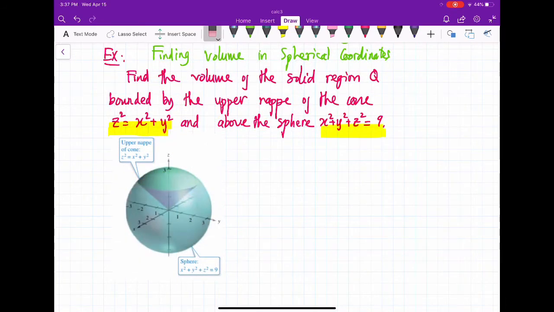Now let's consider some problem with spherical coordinates. We have some cone x squared plus y squared equal to z squared, and a sphere centered at the origin with radius equal to 3. And it asks us to find the volume of the solid region Q bounded by the upper nappe of the cone and above the sphere. So here it is.